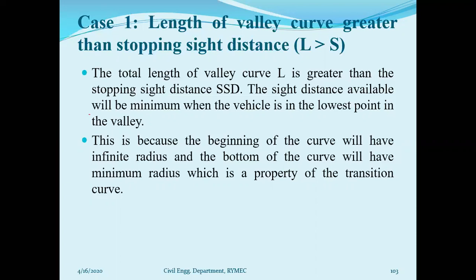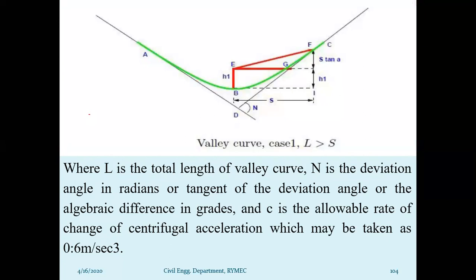Okay, here what happens, so you are going to get, in this case you are going to get the two possible cases. The possible cases are, total length of your valley curve is greater than, as I said. So here you can see here.